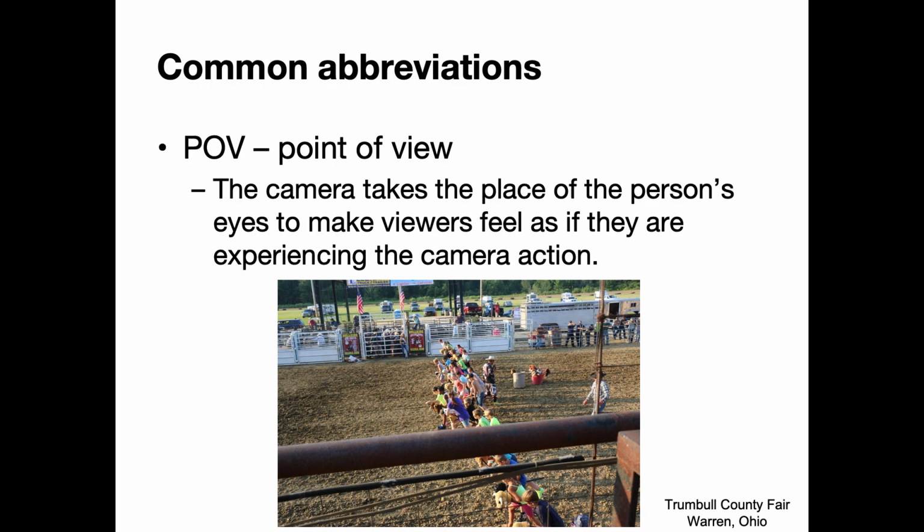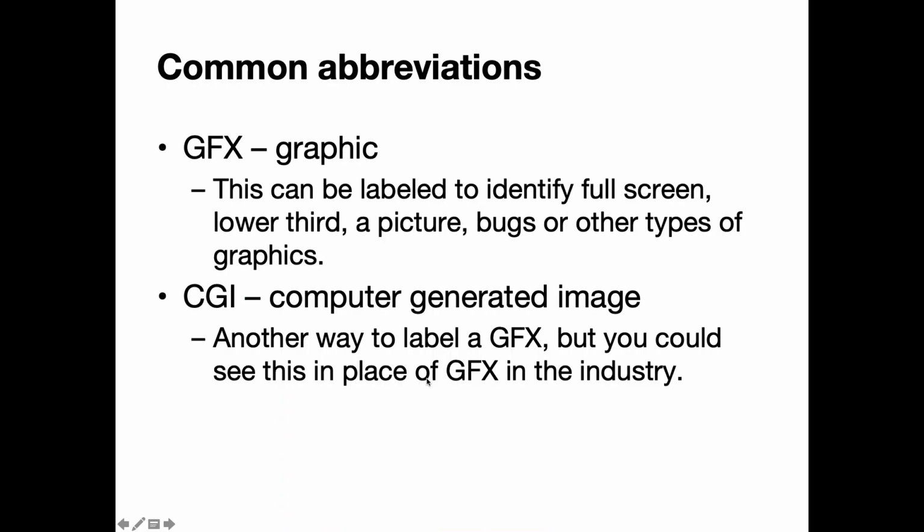POV stands for point of view. The camera takes the place of the person's eyes to make the viewers feel as if they are experiencing the camera action. This one shows a person at this race actually watching. Now, the point of view that would be interesting to me in this is if you had a camera actually being held by one of the people in the race and we saw what it looked like to be going through the race.